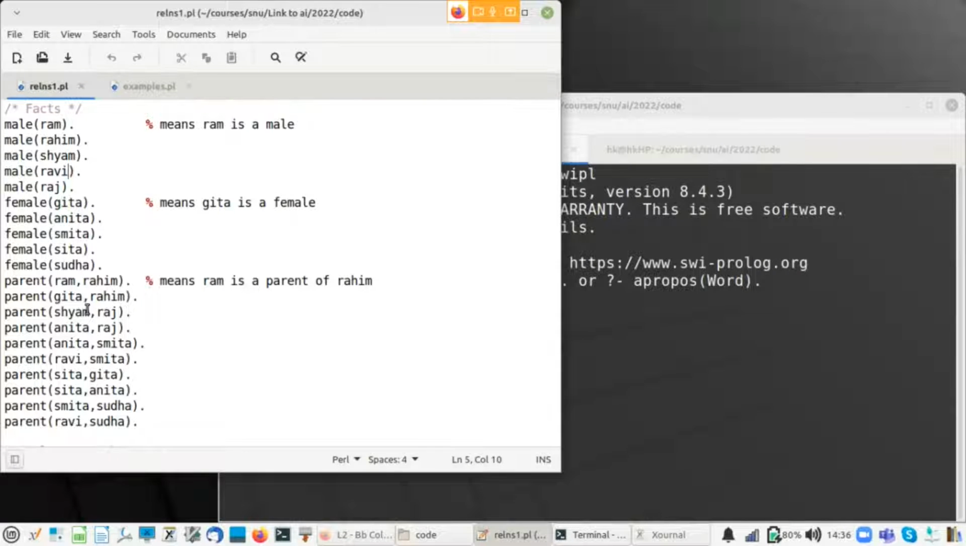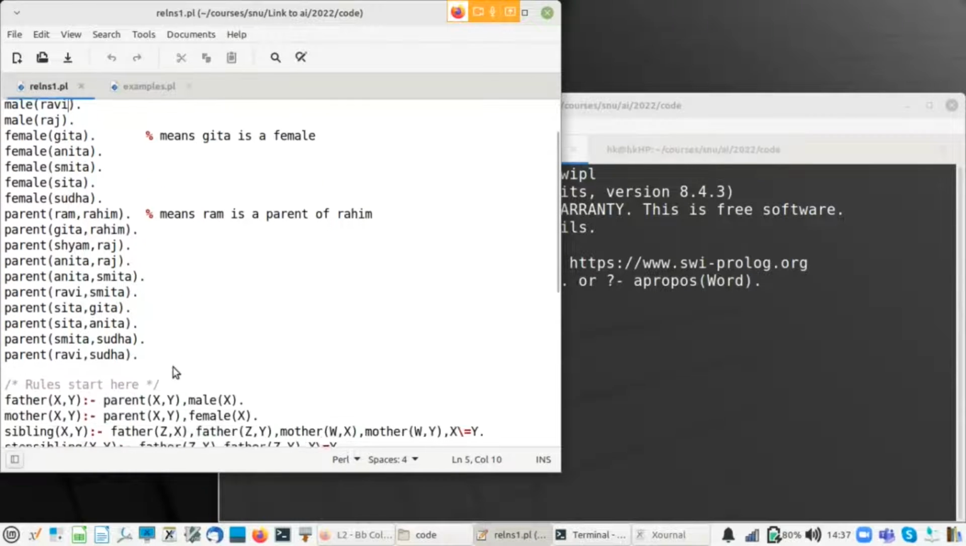Then I am giving some parent-child relationships. Notice that I can write it in multiple ways. What I am saying here as a fact is that Ram is the parent of Rahim. Here it's telling you the meaning, and I'm asserting that this is a fact. Similarly, I'm saying Geeta is a parent of Rahim, and similarly for some others. Shyam is the parent of Raj, Anita is the parent of Raj, and so on and so forth. Now let's come to the rules.